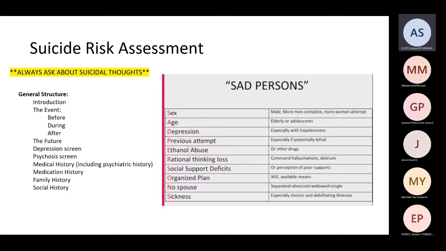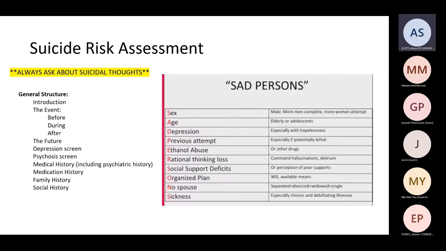But you should know about the risk factors for suicide. And if you remember the mnemonic SAD PERSONS, it helps you to remember them. So S is for sex. Men are more likely to complete suicide. Women are actually more likely to attempt suicide. Age, so elderly people are more likely to attempt suicide, or adolescents. There's a peak either side.